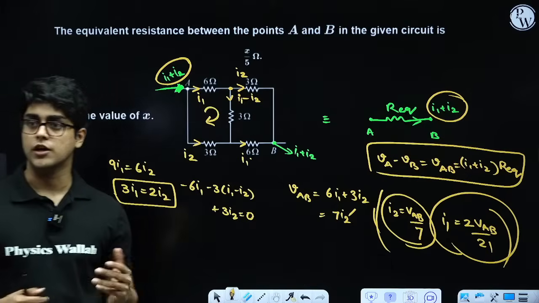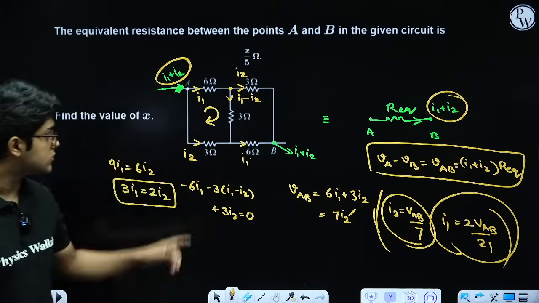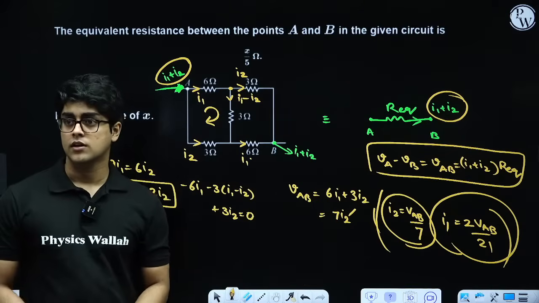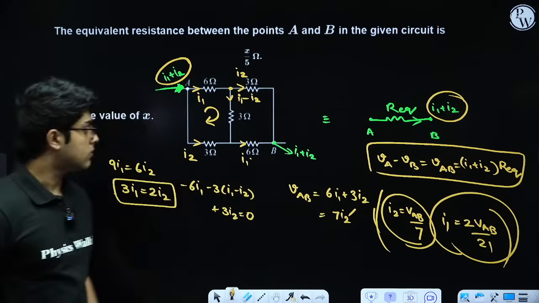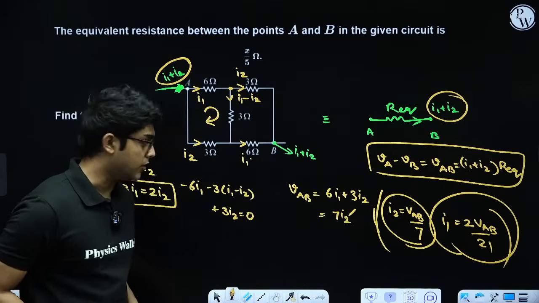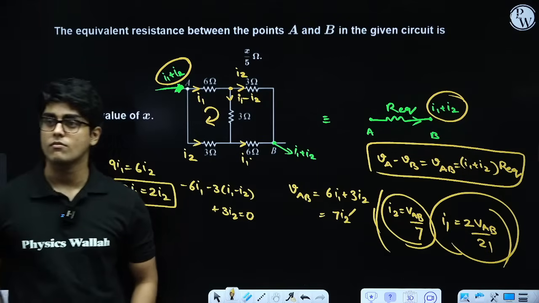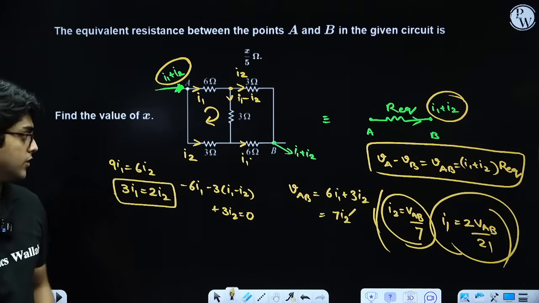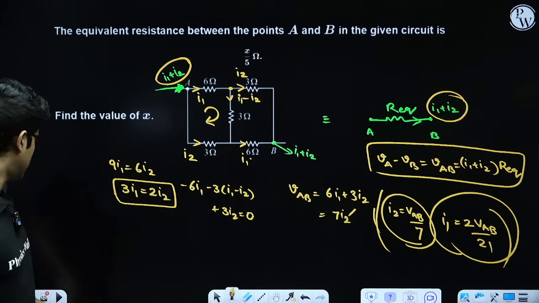You can also use a nodal method. You can also use star delta. Okay, so there are different methods here, but yeah, this is just one of them. All right, so yeah, that is it for this question.